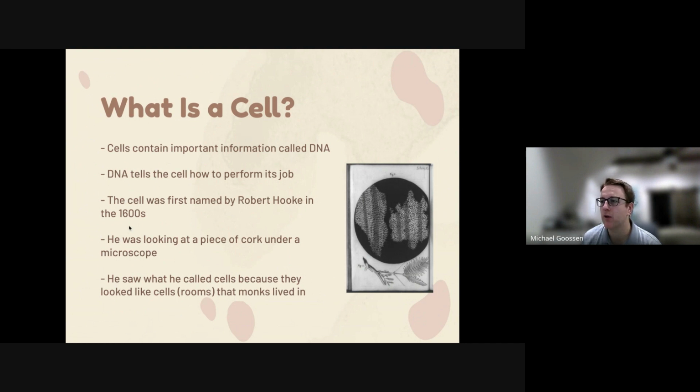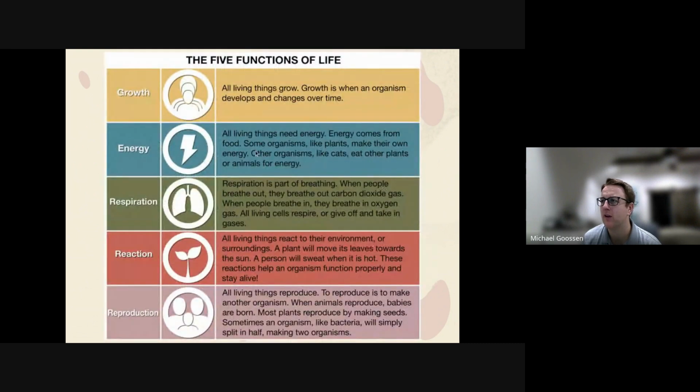Robert Hooke was the first one to look at cells in a microscope, and he called them that because they looked like cells or rooms that monks used to live in.